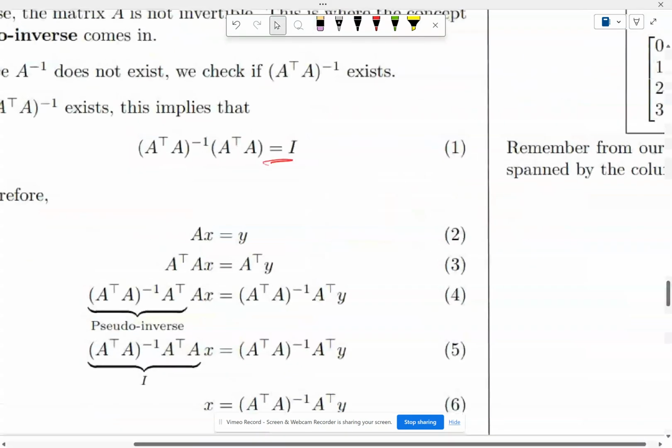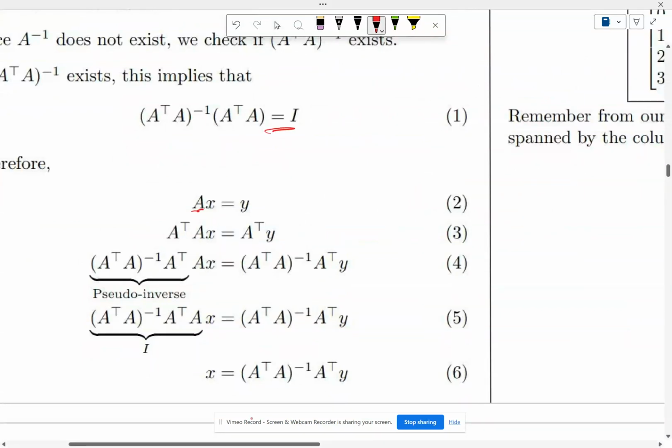Therefore, we multiply both sides by A transpose. Once we multiply by A transpose, we multiply both sides by A transpose A inverse. And if the inverse exists, in that case, this right here is called a pseudo inverse, right? Because if you multiply this by A, it's going to give you identity. Therefore, this right here is kind of like an inverse matrix. So if you were to multiply this by this, you're going to get identity. And therefore, X is just equal to this whole thing here.